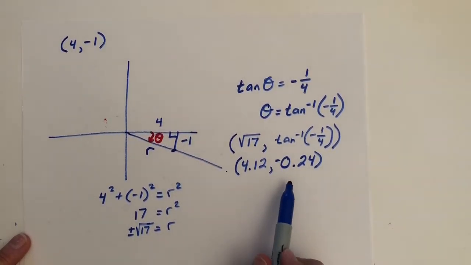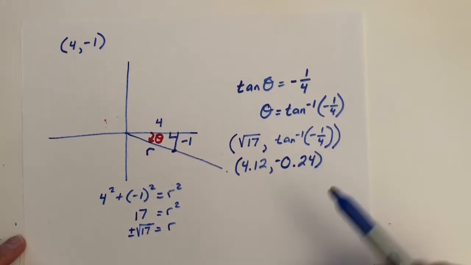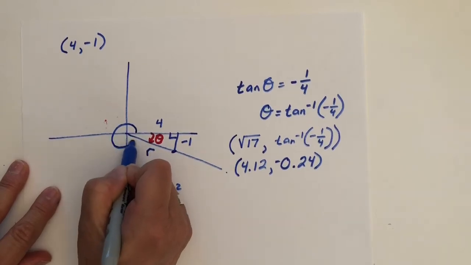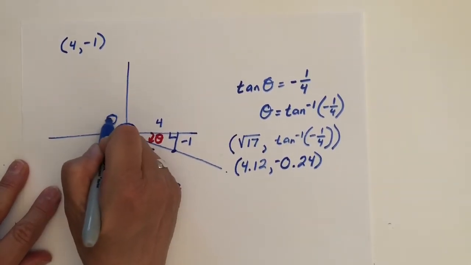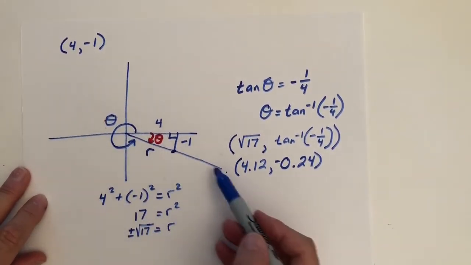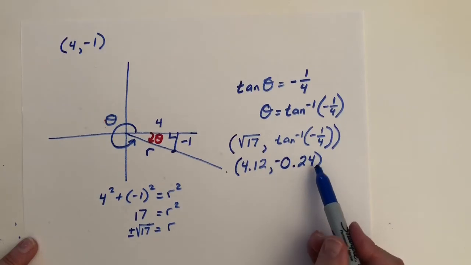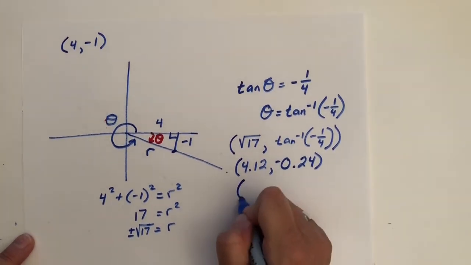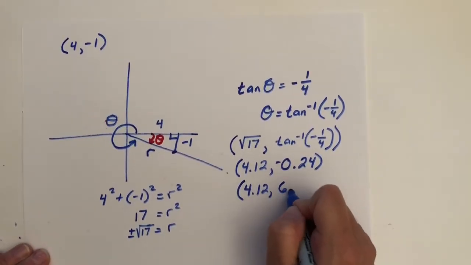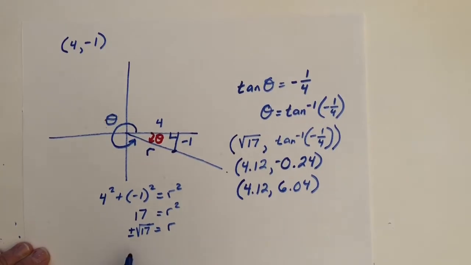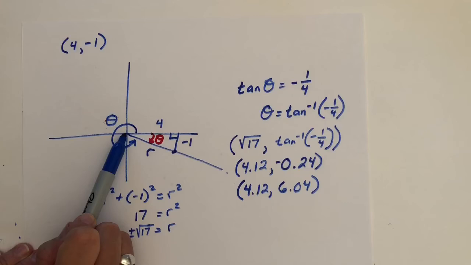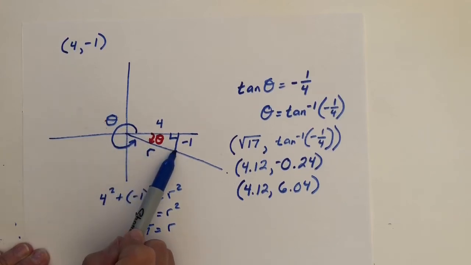If you're asked specifically to have theta between 0 and 2 pi, and that's not uncommon, right? Maybe you want this to be your theta. Then we can simply add 2 pi to this, right? They are coterminal. So if you add 2 pi to negative 0.24, you would have an alternate representation of the point that would look like this. So our angle here is 6.04 radians, and this r value is 4.12.